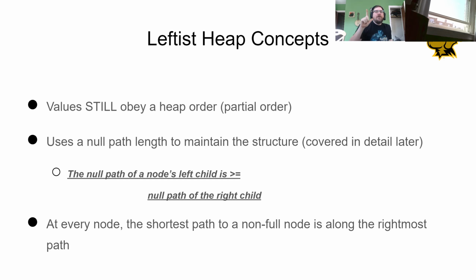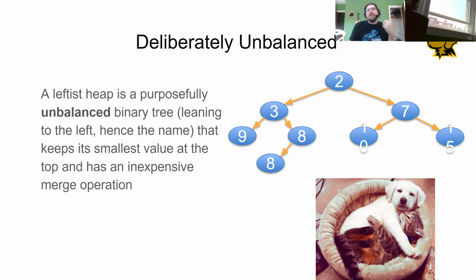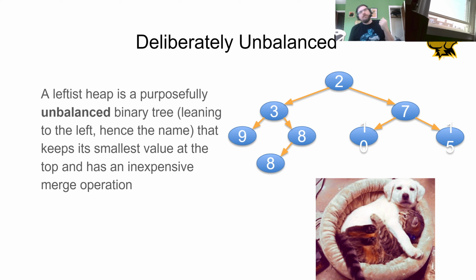And then at every node, the shortest path to a non-full node is along the rightmost path. So if I'm heavier on the left down here, then it's going to be easier to find a null pointer on the right-hand side. If I use the right pointer to go down, I'm going to find a null pointer faster. So what that means is that our leftist heaps are deliberately unbalanced. They are deliberately leaning to the left.